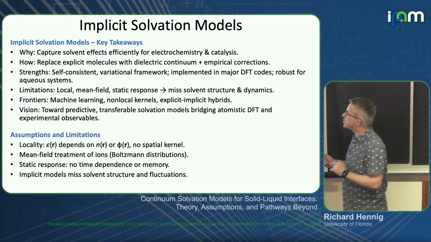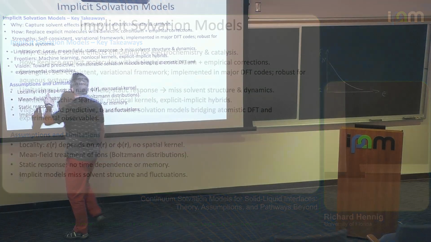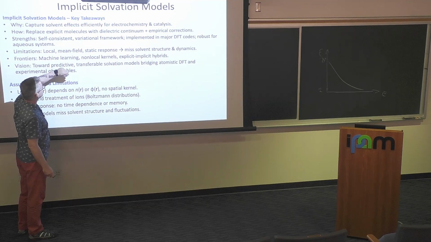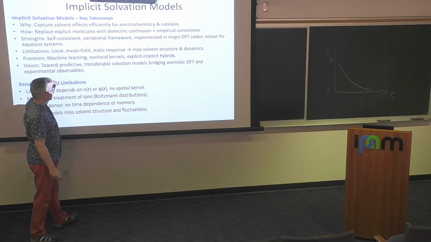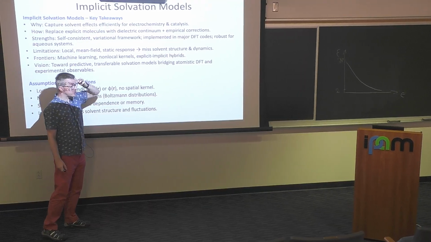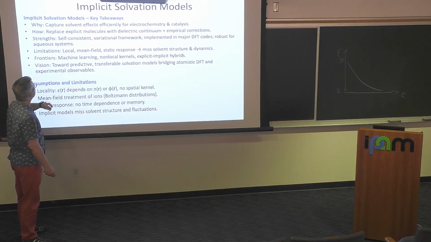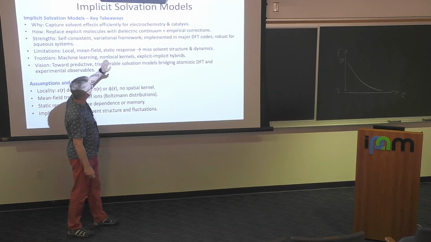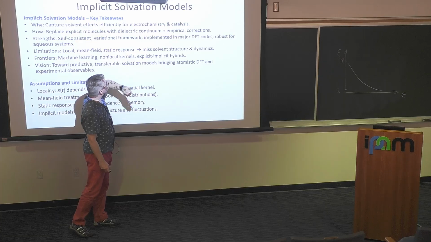The limitations I mentioned: most of the models, though JDFTx has gone beyond that, are local, mean field approximation, static response. So they underestimate the solvent structure, they neglect the dynamics. And so there's clearly a lot we can do by applying machine learning to things, making the kernel nonlinear, just in the SALSA method.